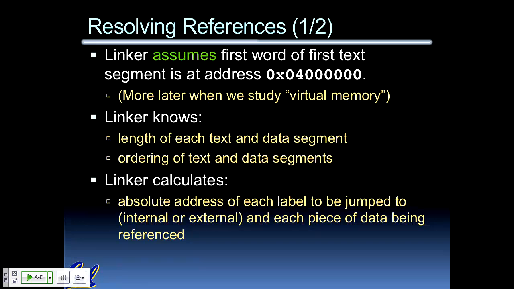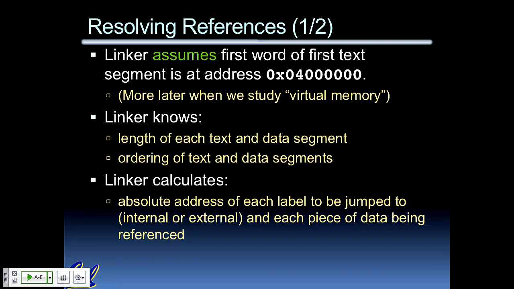Similarly with the static data, you take the static data section from the first file, put that down, and go through. But you need to know how big the text is before you know where the static data starts. But you know the offset from the start of there. And you notice that for static data, using GP to point at the base, you don't actually need to know the absolute address. You just need to know, relative to the start of the static data, where each variable is located.